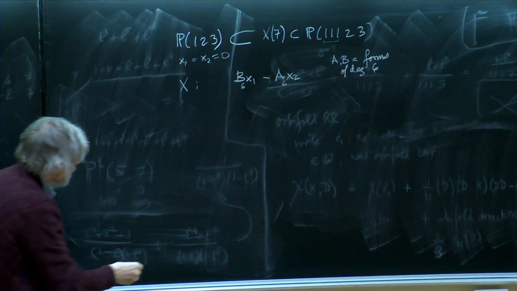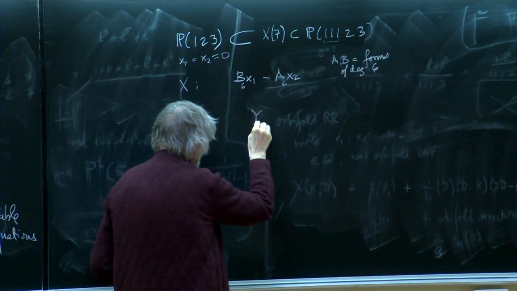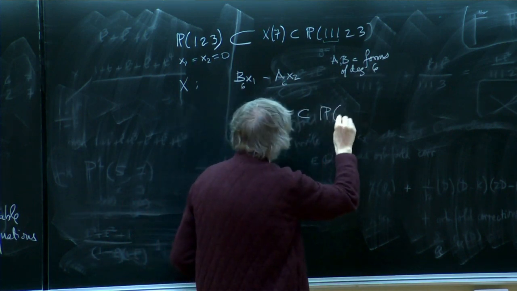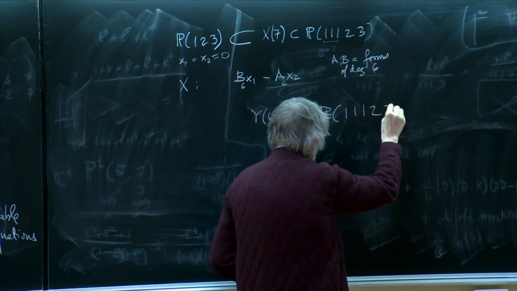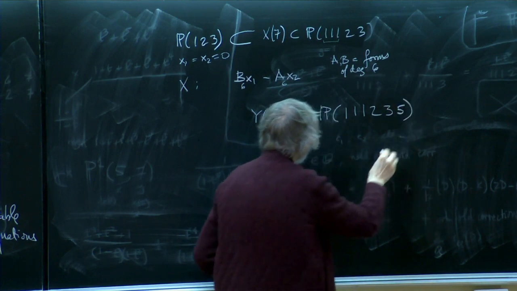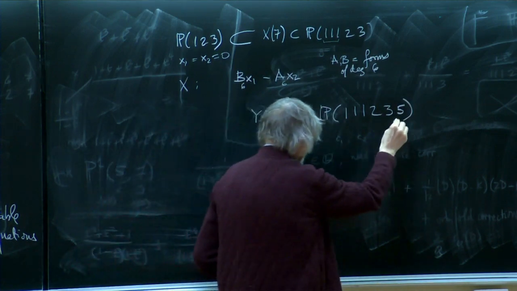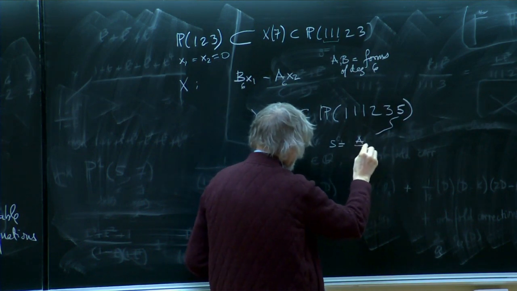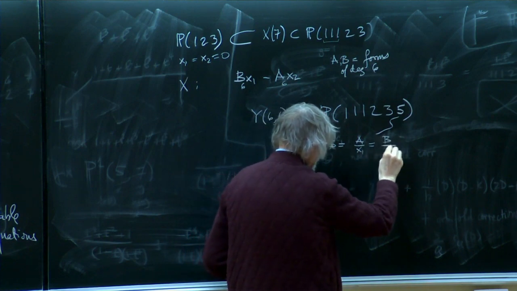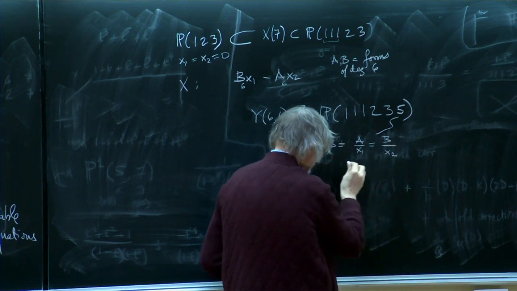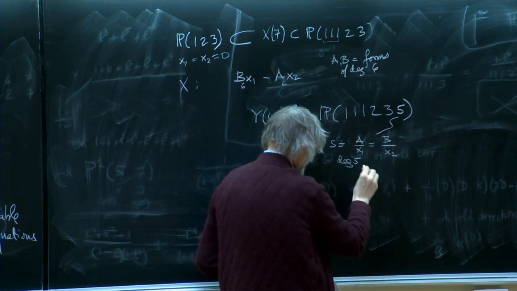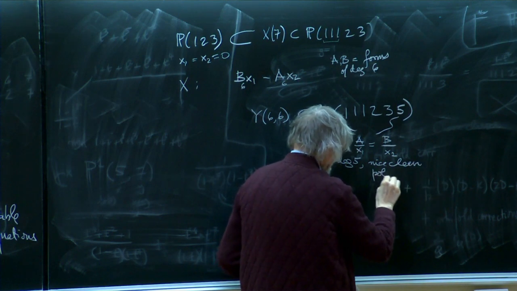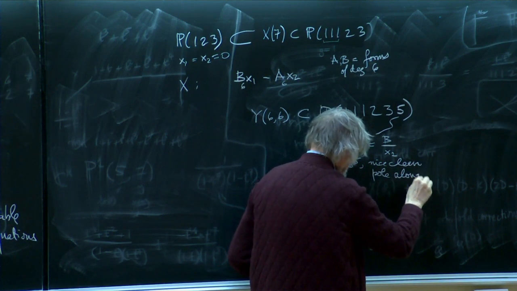Yes, and so I can write down a new y. It so happens this is a P6 in weighted projective space 1, 1, 1, 2, 3, 5, where this 5 here is this new s, a over x1, b over x2. So this is degree 5 with a nice clean pole along the divisor.